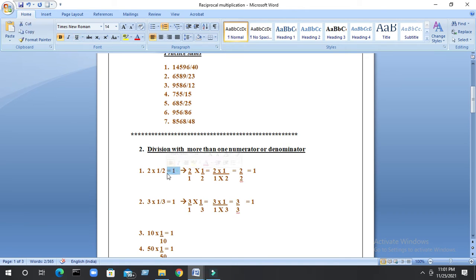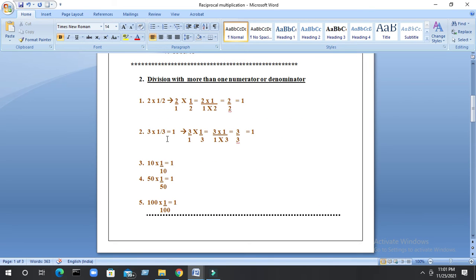Okay. So here let me just take out the answer. Here it is 2 into, I took 2 as 2 by 1 into 1 as 1 by 2. Then multiply the numerators separately, multiply the denominators separately. So here what we got, 2 into 1 divided by 1 into 2, which is equal to 2 into 1 is 2 on the numerator side, and 1 into 2 is 2 on the denominator side, and dividing 2 by 2 we got 1.